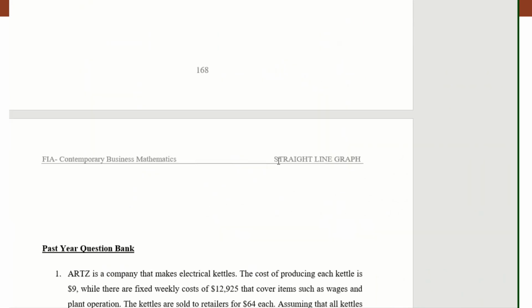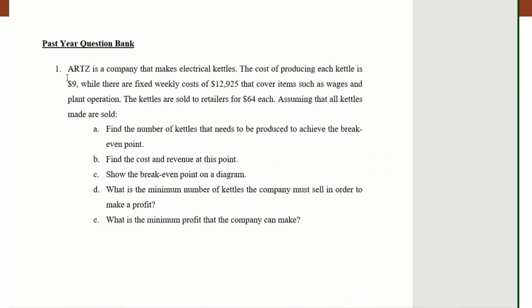Right? So this question is similar to the example that we did. If you look at the numbers, the first example that we did earlier is pretty similar. All right. So you find the break even, you find the cost and revenue, you draw the diagram. The minimum number they must sell to make a profit is 1 plus break even. If break even is 235, to make a profit is 236. The minimum profit, you write down the profit equation, substitute it with 236, you will get the answer.